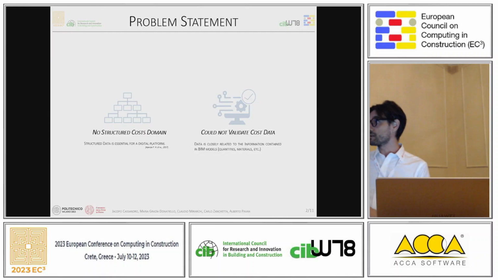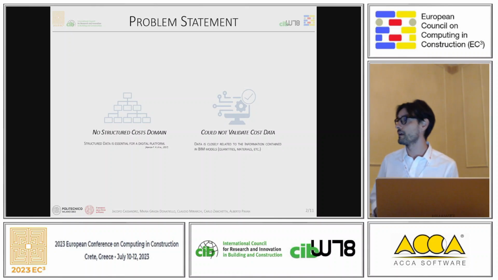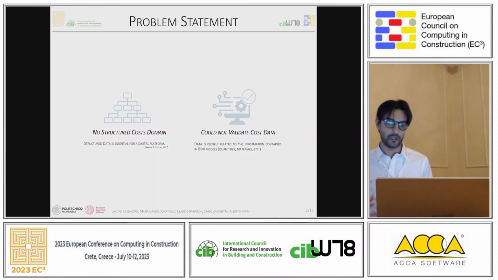Okay, so as I mentioned, the public authority asked for the definition of cost references to be developed and implemented in BIM-based public procurement. The main problem is that there is no structured cost domain available, and this is a problem because clearly structured data is essential for the digital platform to be developed for the public procurement. On the other hand, this generates a huge problem because, as we will see later, it's not possible to validate the cost data when they are directly implemented in BIM models. So the data is typically closely related to the information contained in BIM models.